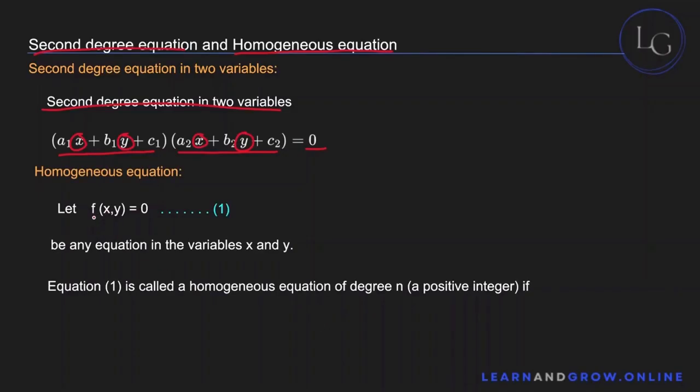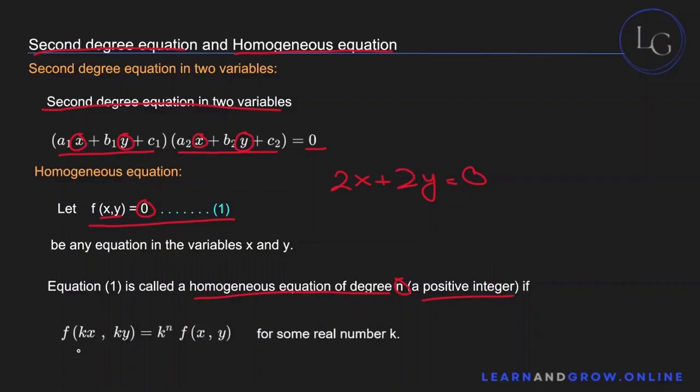Now, if we let a function in the variables x and y be equal to 0, so for example, let's say 2x plus 2y is equal to 0, right? And this is equation 1. It is called a homogeneous equation of the degree n, which must be a positive integer. Then you can apply this rule, and it will make it a homogeneous equation, right?